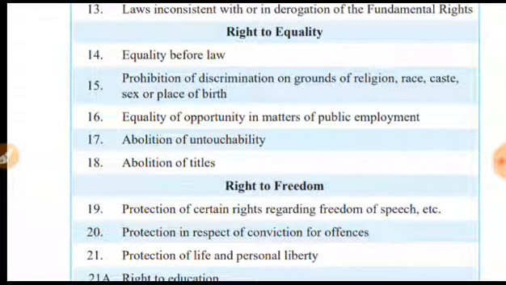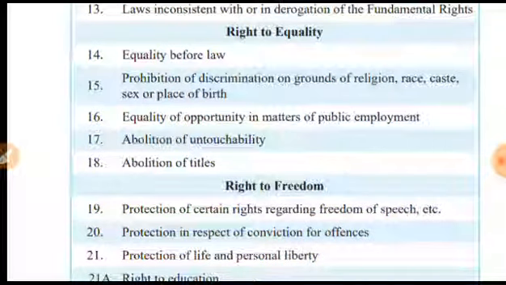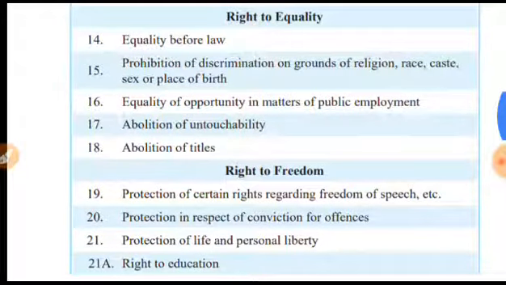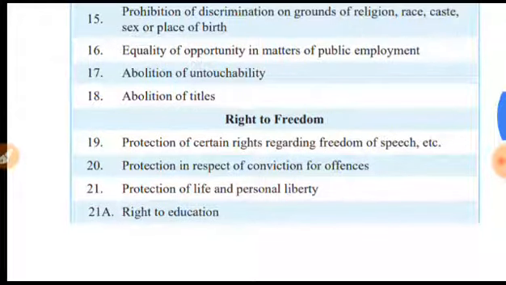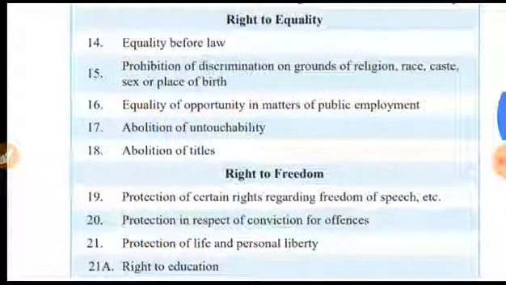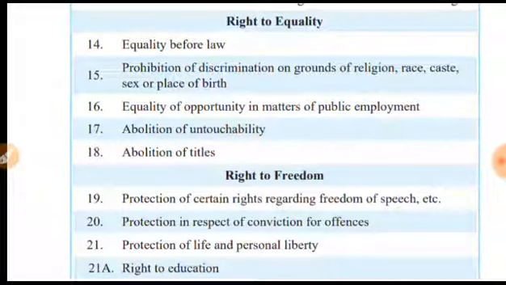Then Article 16, equality of opportunity in matters of public employment. Article 17 is abolition of untouchability, and Article 15 is the prohibition of discrimination on the grounds of race, caste, sex. Okay, so please remember.